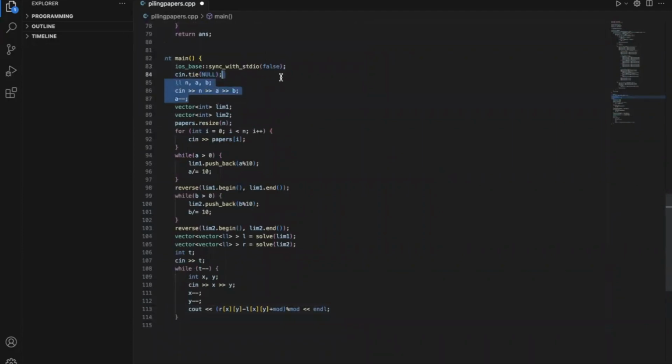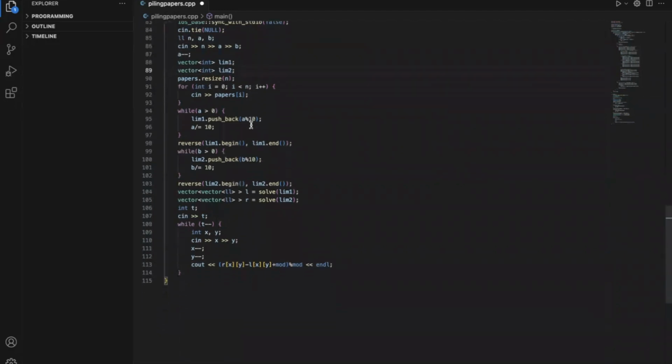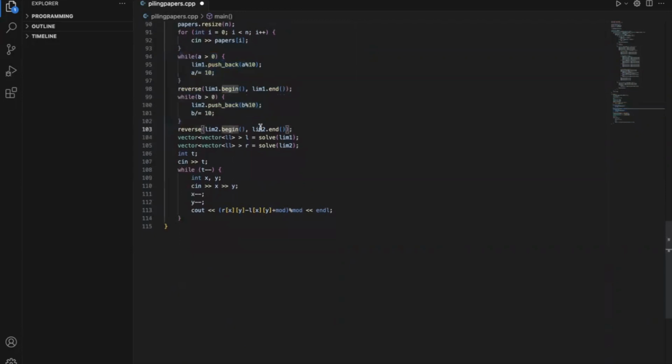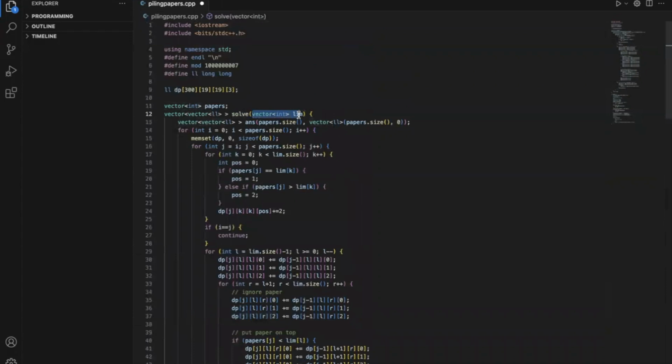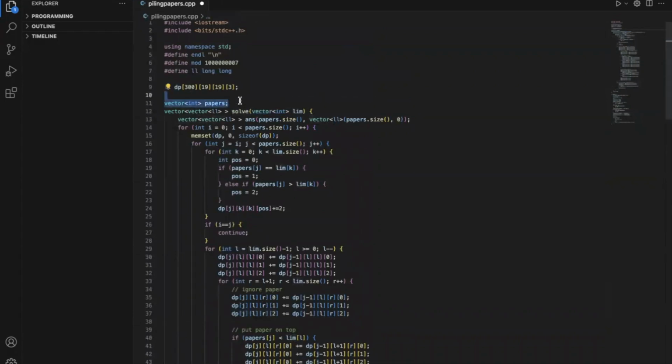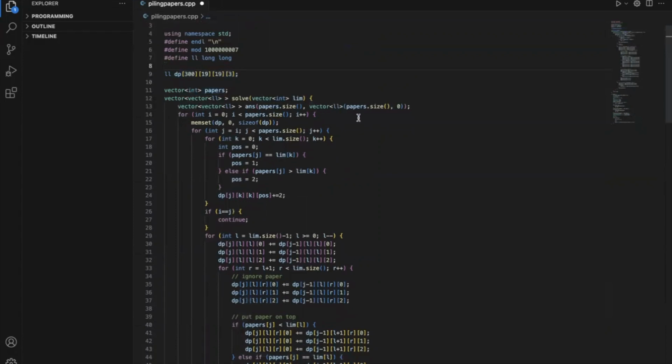So first we take in the input here. We make A and B a vector of digits, so we can access each digit pretty easily. I did that here, and we have to reverse it, and this is basically the DP function. So we pass in the limit. This is the amount of papers. This is the DP. So we first for loop through all of the papers, which is going to be the left bound for papers, and then we reset the DP.